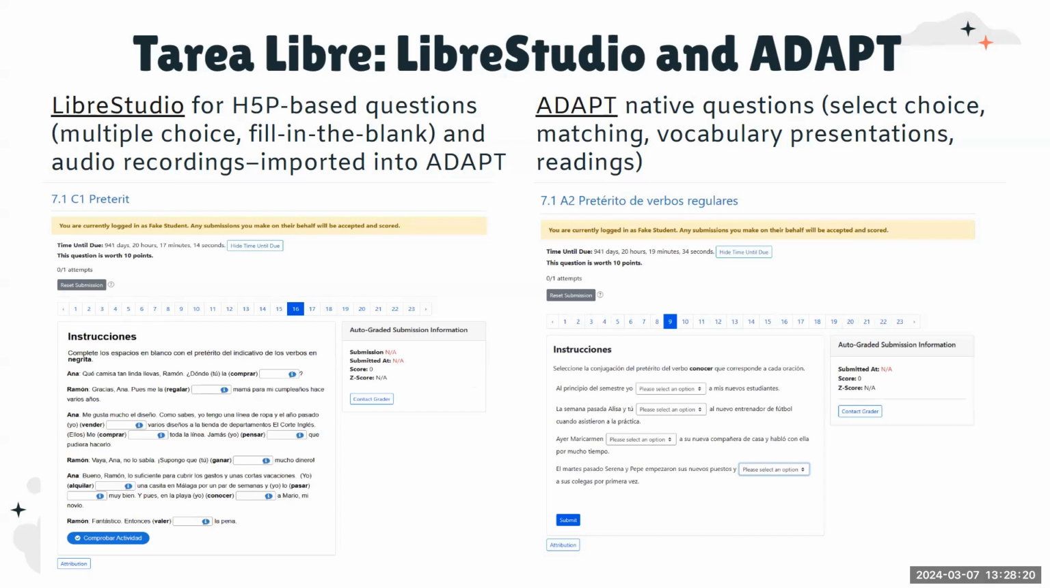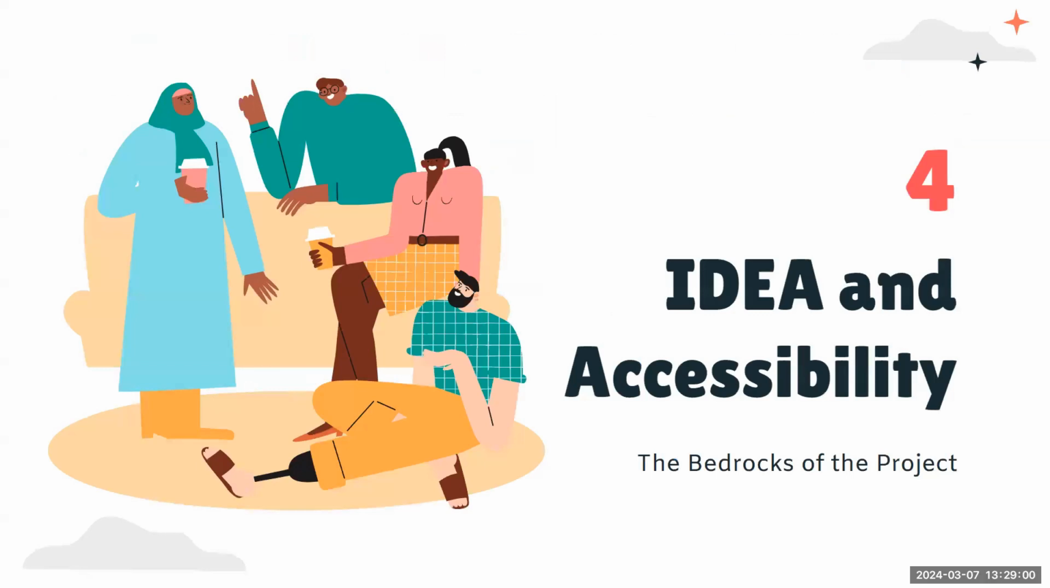So at one point when Adapt was completed, we shifted from Libre Studio and H5P questions to Adapt, that's on the right of the screen, and we started creating all our assignments using native questions. Some of those native question modalities are select choice, matching, vocabulary presentations, and readings. And this is something that Sarah Harmon will mention after me, but the same way that H5P presents some accessibility issues, the Adapt natives that are here are accessible.